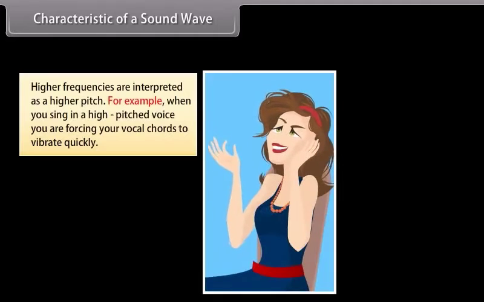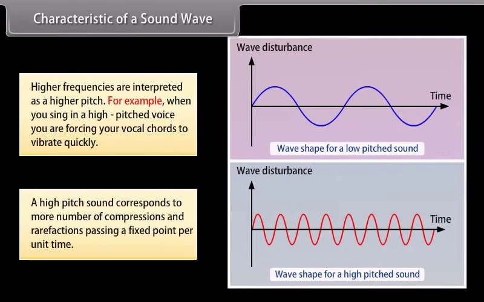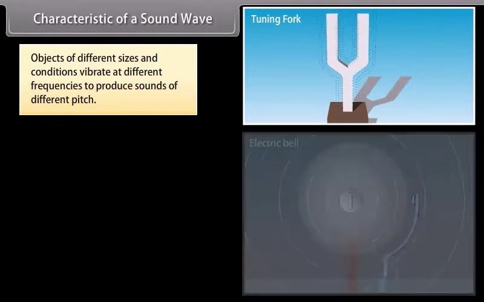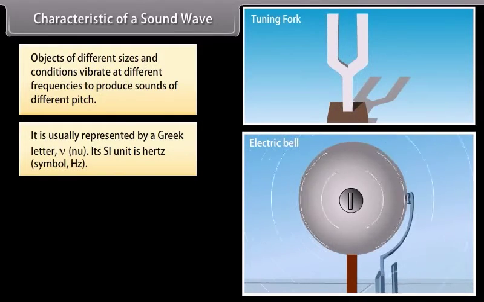Higher frequencies are interpreted as a higher pitch. For example, when you sing in a high-pitched voice, you are forcing your vocal cords to vibrate quickly. Thus, a high-pitched sound corresponds to more compressions and rarefactions passing a fixed point per unit time. Objects of different sizes and conditions vibrate at different frequencies to produce sounds of different pitch. Frequency is usually represented by the Greek letter nu. Its SI unit is Hertz.